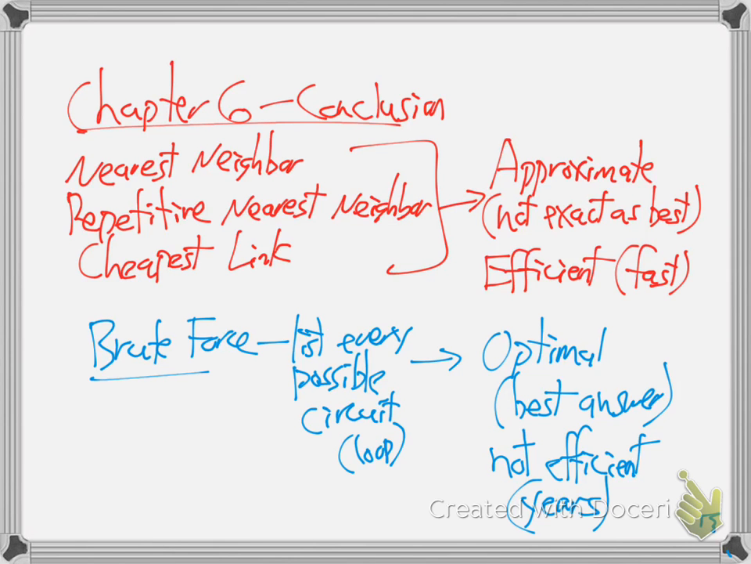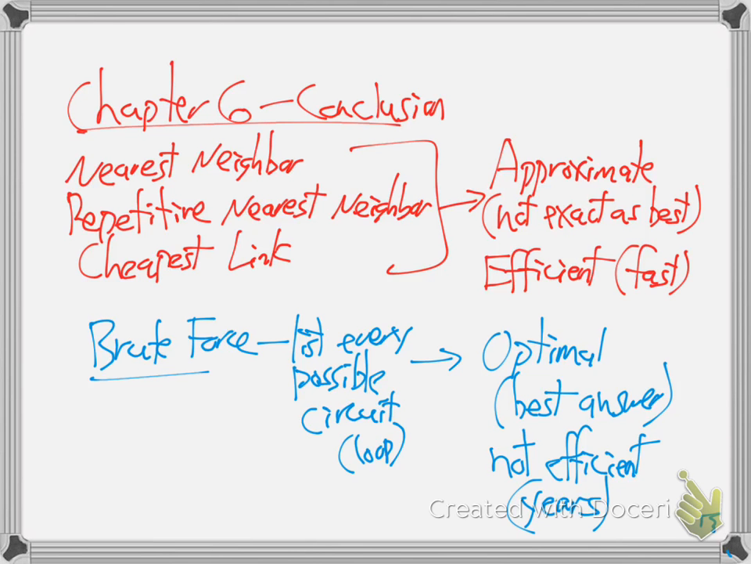So you will be asked questions like, the repetitive nearest neighbor method is A, efficient, B, inefficient but approximate, C, then, that kind of thing. So put this on your 3x5 card. It's pretty simple. All of them are approximate and efficient, except for brute force, which is not efficient yet optimal. Gives you the best answer.